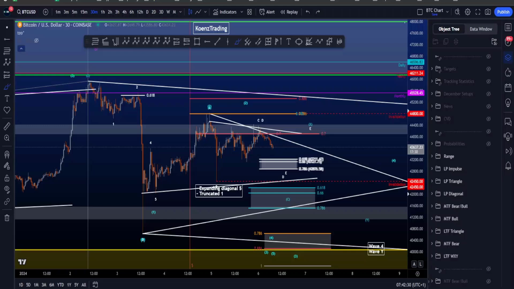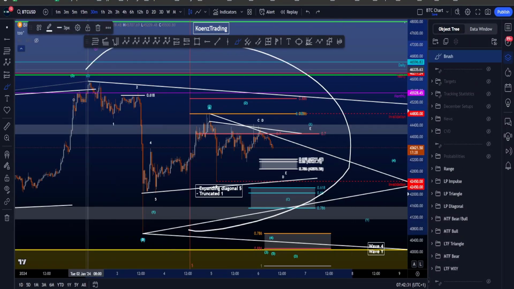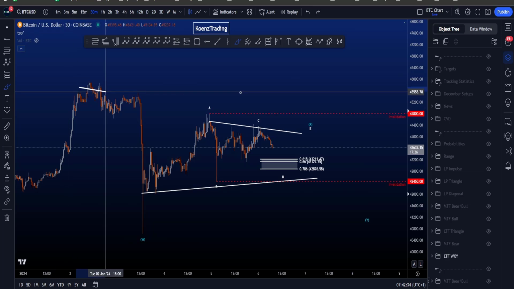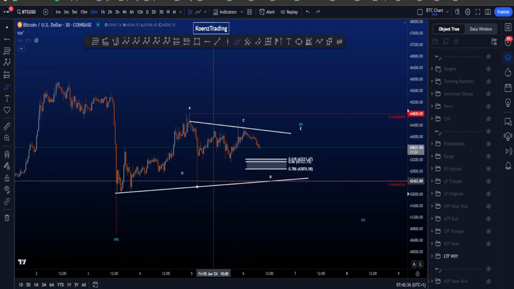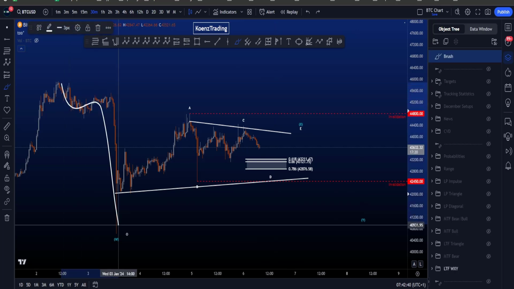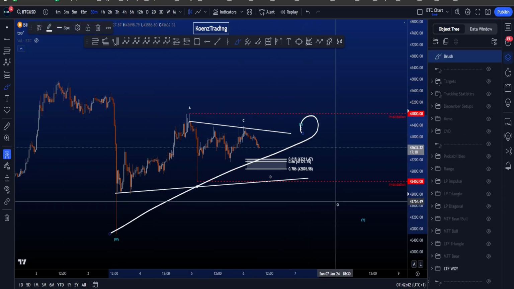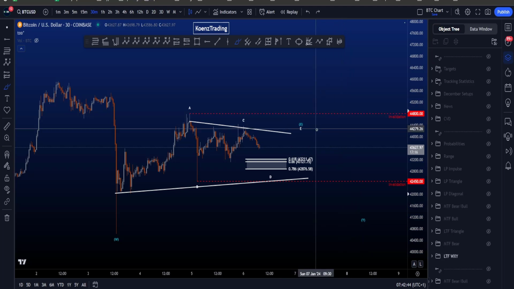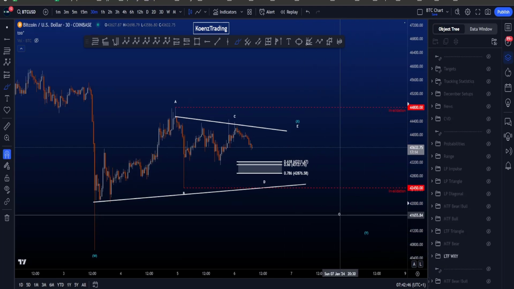Hi everyone, let's go over my bullish and bearish Elliott Wave scenarios on Bitcoin, starting with this range over here, where we are then looking for a wave WXY to the downside with W a zigzag, X a triangle, and then wave Y either a flat or also a triangle.